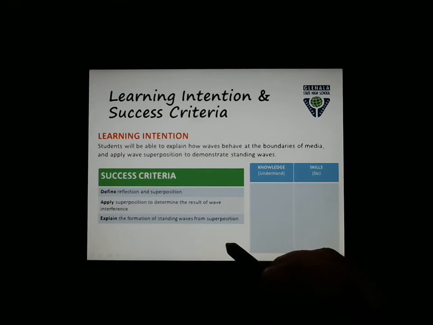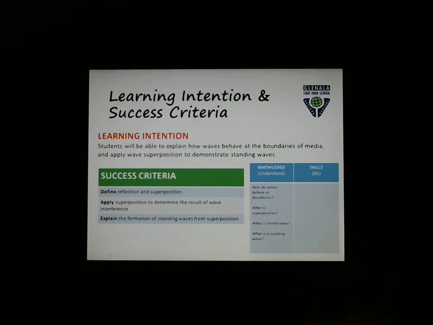And explain how superposition leads to forming standing waves. So through our knowledge, we need to know first off, what is superposition? What is interference? How do waves behave at boundaries? And what is a standing wave? Now, in terms of the skills, I'd like you to be able to apply superposition to things, so that way we can do this sort of calculation and explanation.